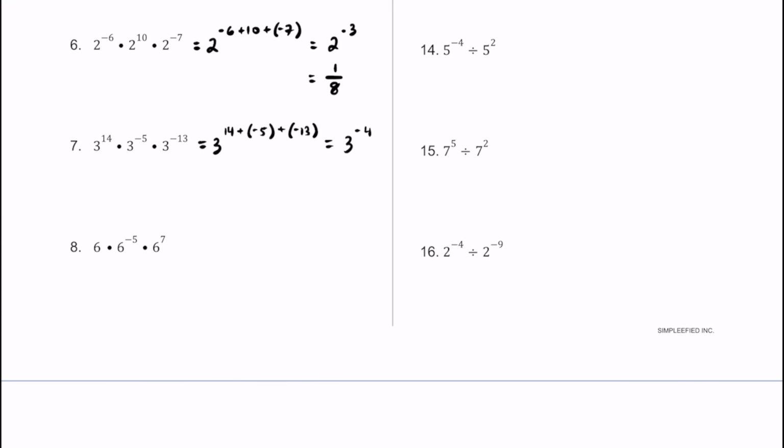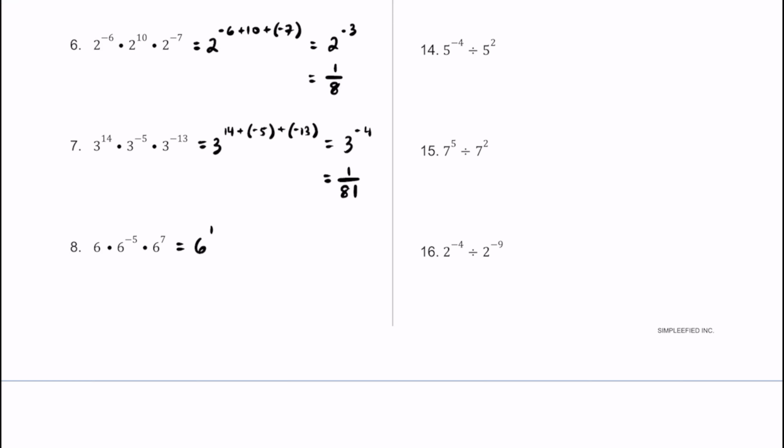Okay, now we have another negative exponent here, so just figure out what 3 to the fourth power is, and that's going to be 81. So 3 to the negative fourth power is going to be the reciprocal, and that's going to be 1 over 81.